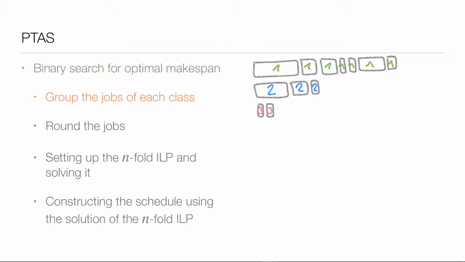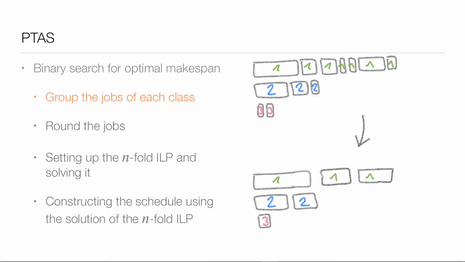The first new step is to group the jobs of each class, such that each class either contains only large jobs or exactly one small job. The distinguishing between large and small is here by some function in epsilon. We obtain this by gluing very small jobs to other jobs. So, for example, it could look like this. So class 1 and 2 only have large jobs, and class 3 has exactly one small job.